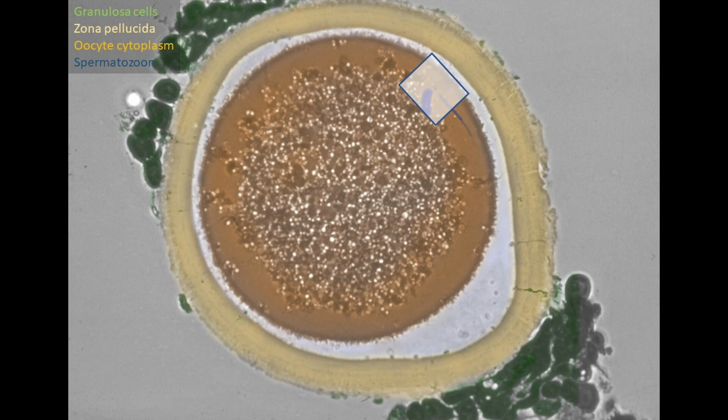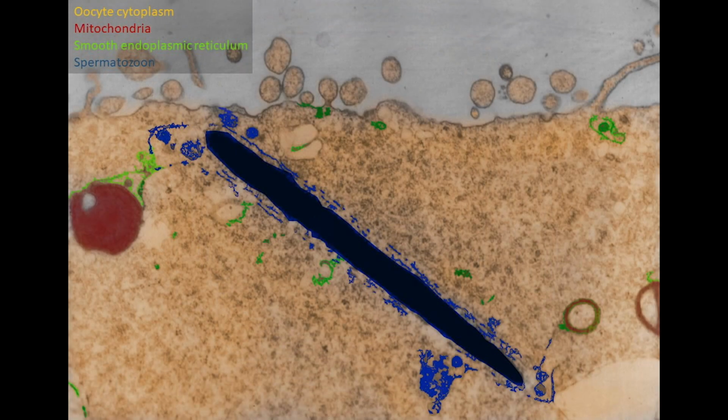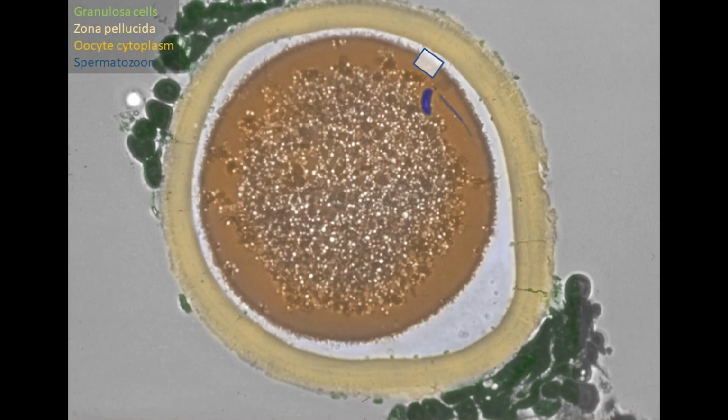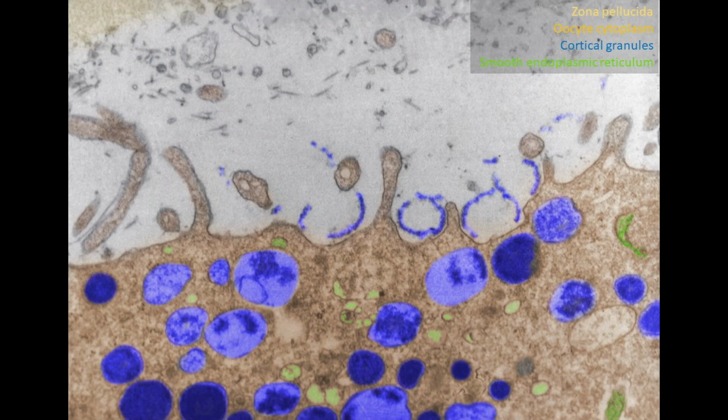Zooming in on the head of the fertilizing spermatozoon, we see that the sperm chromatin is initially completely compacted. Immediately upon gamete fusion, a cortical reaction occurs in the oocyte. Returning to the oocyte surface, we see that the cortical granules release their content into the perivitelline space by exocytosis. The enzymatic content of the cortical granules provokes hardening of the zona pellucida, blocking the entry of supernumerary spermatozoa into the oocyte.